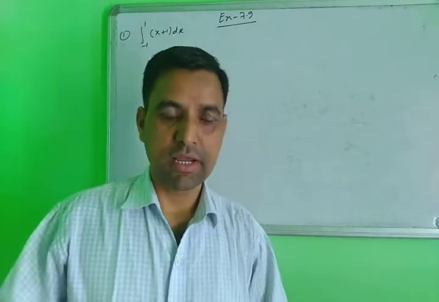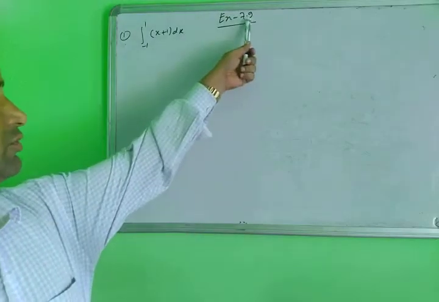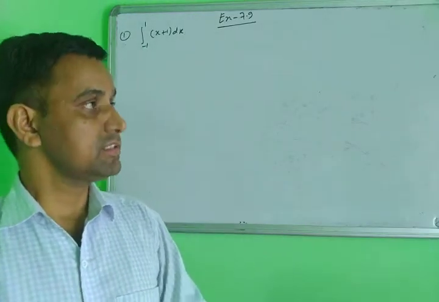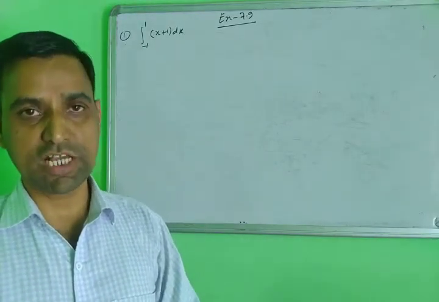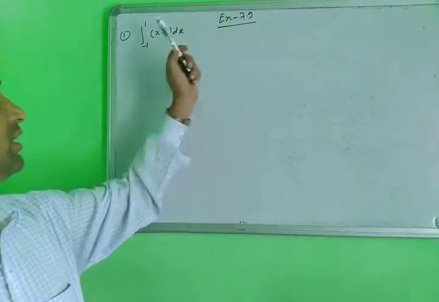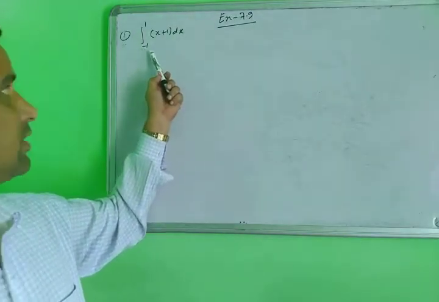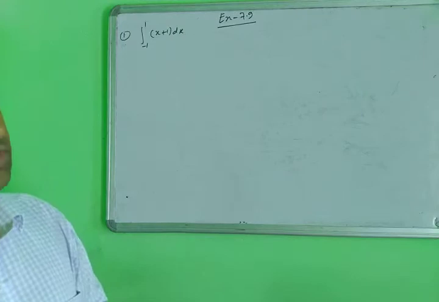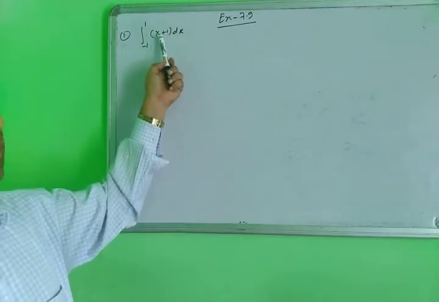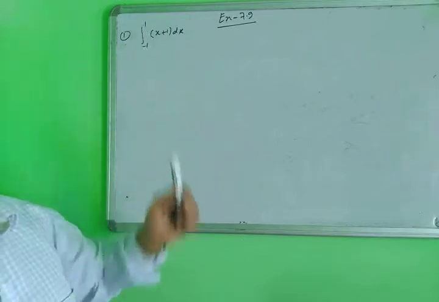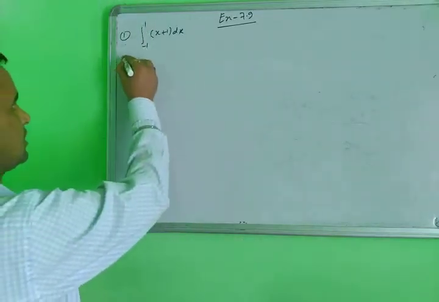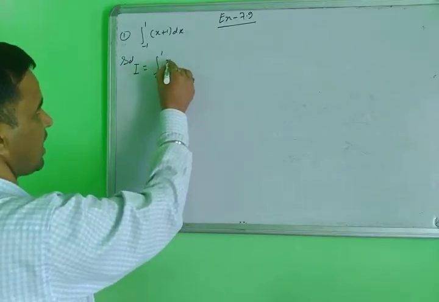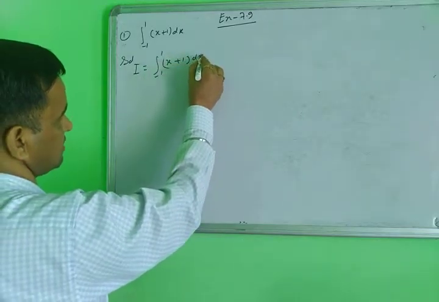Yes, students. Next, the first question I am taking is from exercise 7.9. Exercise 7.8 has been deleted from your syllabus, the sum of the limit portion. So we start with 7.9. The question: lower limit is -1, upper limit is +1, integral of x plus 1 dx. This is a very simple function, you can easily integrate it and then use the limits to find the answer. Now start the solution. Let I equal the integral from -1 to 1 of x plus 1 dx.